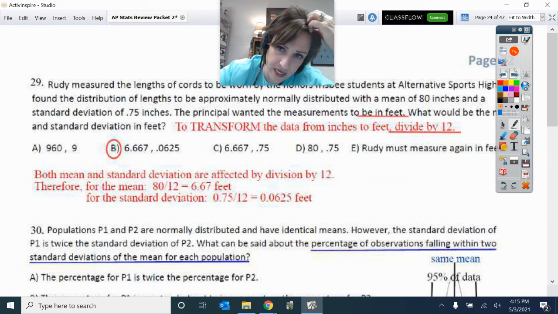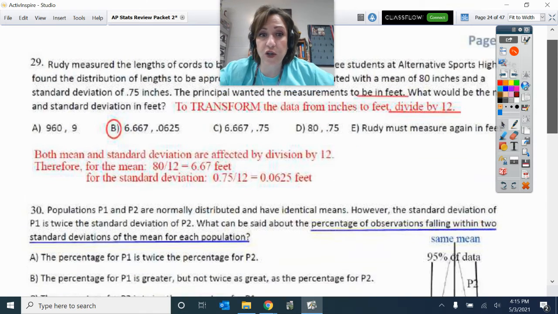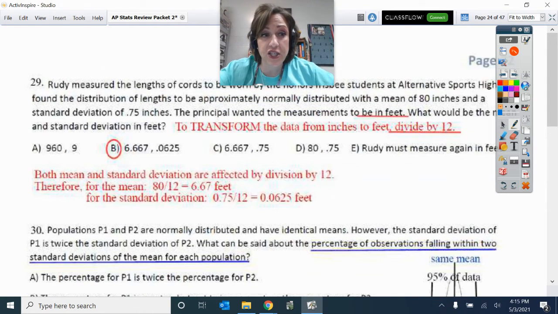All right, now here we go with Rudy measuring these lengths. And so we are going to transform the data from inches to feet.